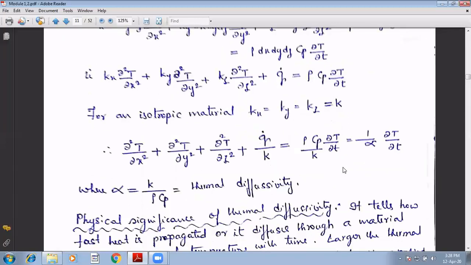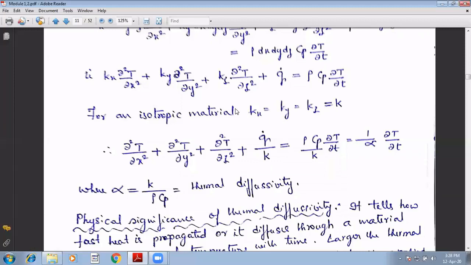Now for isotropic material, what do you mean by isotropic material? If you consider a material whose properties are the same at a particular point in all directions, that is considered to be an isotropic material. At a point, if the properties in any direction are the same, that is an isotropic material.